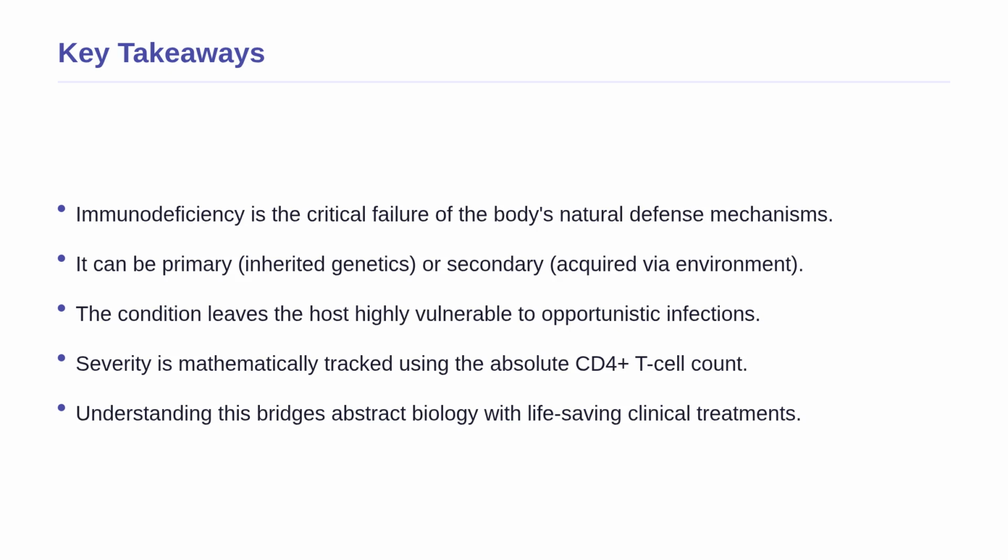We have covered a lot of ground today, so let us summarize the most important ideas. First, immunodeficiency represents a critical failure of the body's natural defense mechanisms, leaving the host vulnerable to opportunistic infections. Second, this condition can be primary, caused by inherited genetic defects, or secondary, acquired through external factors like HIV or malnutrition.